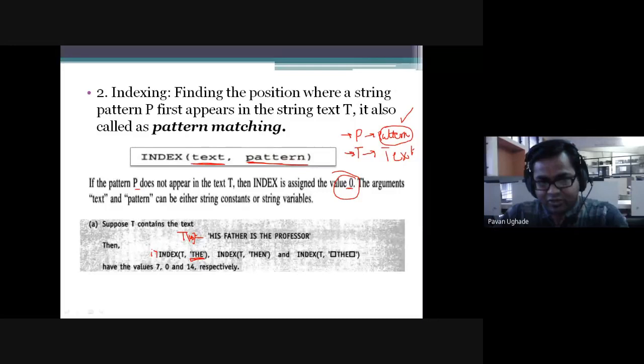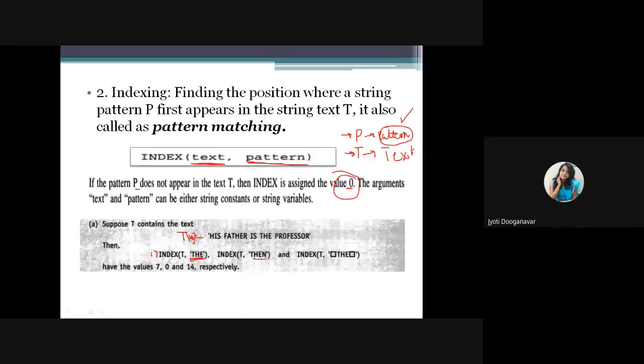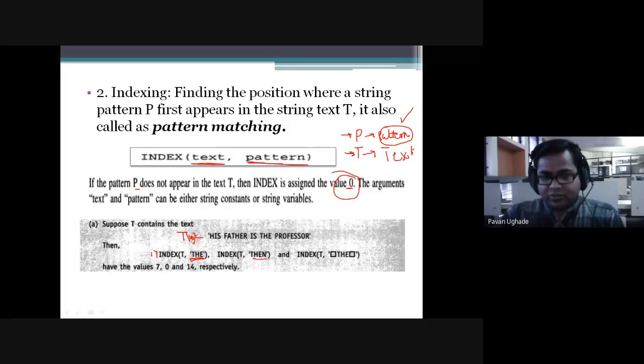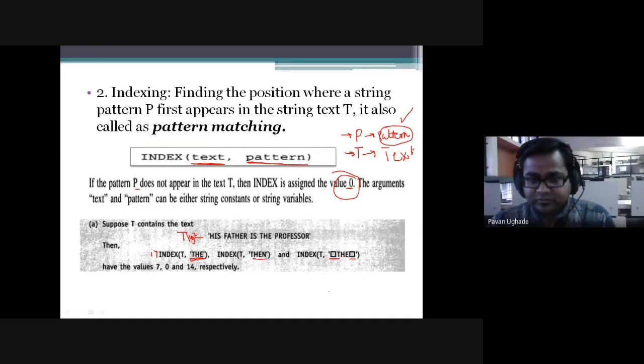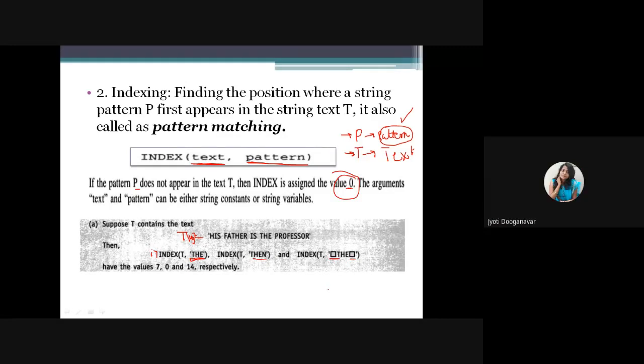Now, if I go with the second index, t comma "then", whether "then" is available in the text? No, sir. Very good. So you will say no here. Then the third, I'll check whether this space is available. The boxes which you have seen are considered as the space. Whether this pattern is available? Yes, sir. Now available.